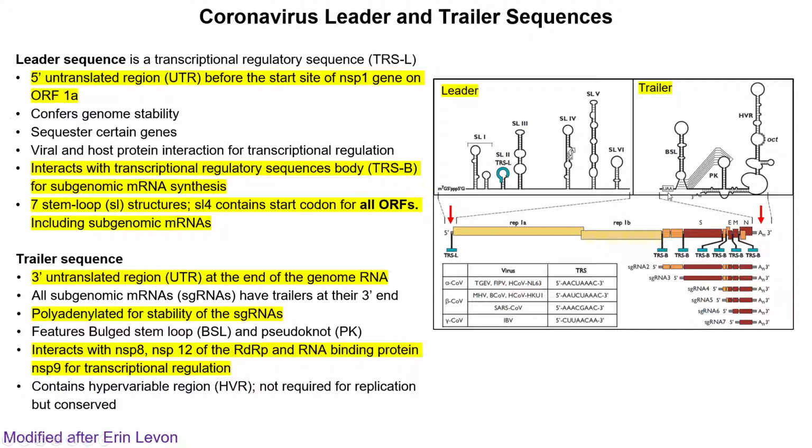You have a UAA. That's a stop codon. So the stop codon for every gene is the same, and after that, the trailer sequence is the same. So this is an amazing way that although these subgenomic mRNAs are small, how they can synthesize that.